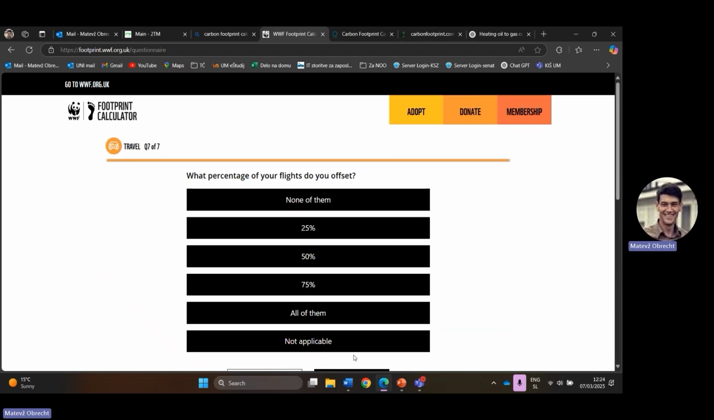What percentage of your flights do you offset? So what is flight offsetting? This is where you pay an additional amount of money, offered for example by different airlines, where you can donate some money for emission reductions. I usually don't practice that.